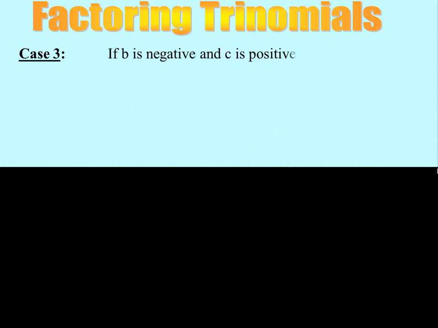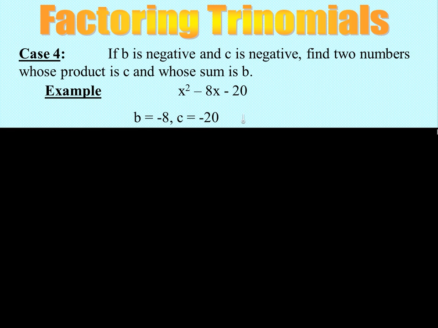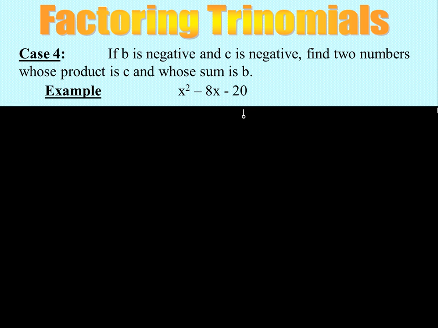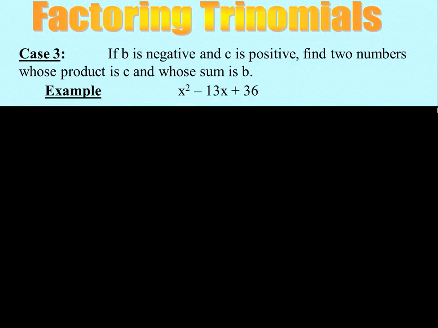Okay, what if b's negative and c's positive? Something like that. There we go. B's negative and C's positive. So can you tell me about this one? What if I get something like this where I've got a positive 36 at the end, so the two numbers multiply to positive 36, but they're adding to negative 13.